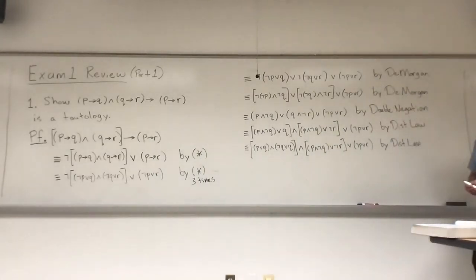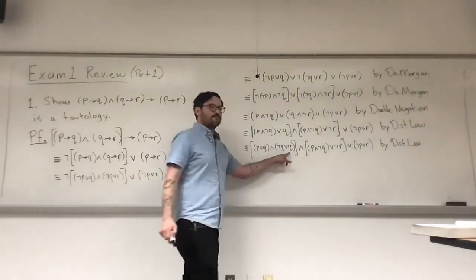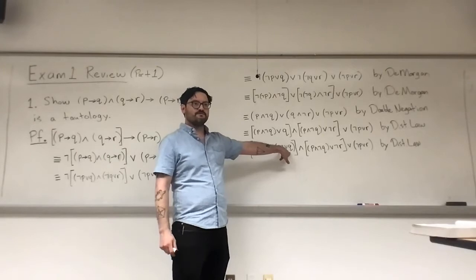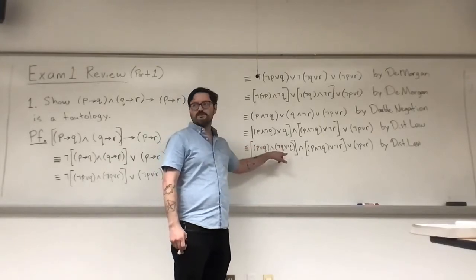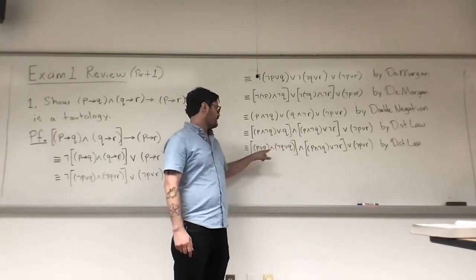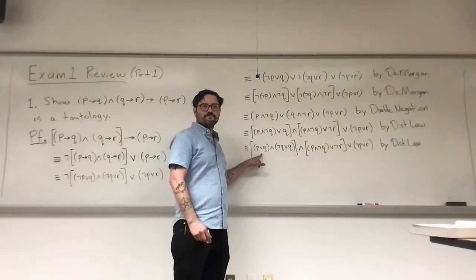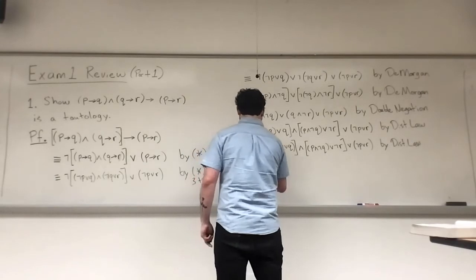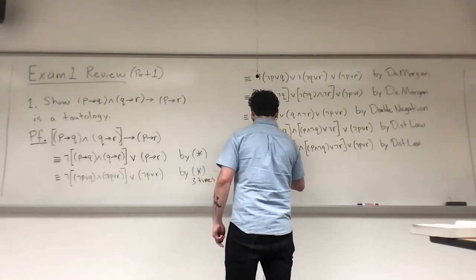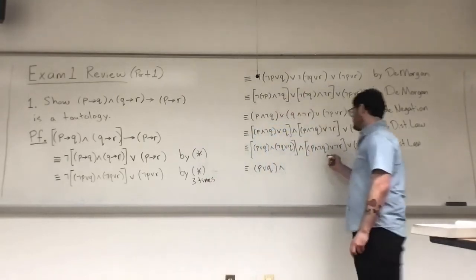Okay, so now there are some things that are about to happen. This right here, not Q or Q, that's true, right? At least one of those is true and the or is true. And then we'll have that and true, which is equivalent to that, right? So really this line becomes P or Q. And this stuff here.